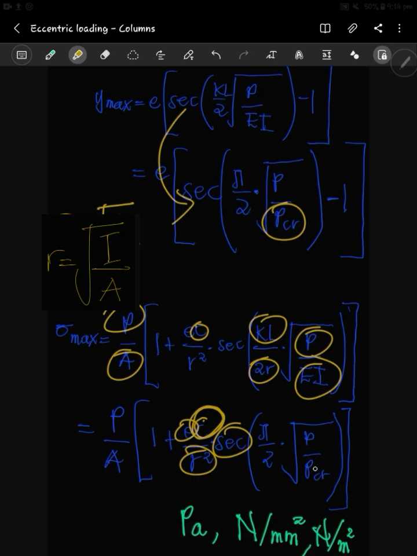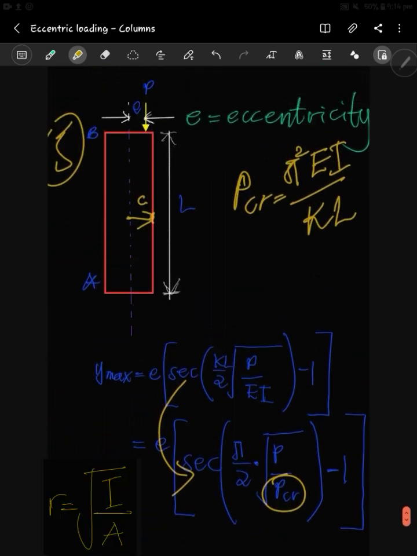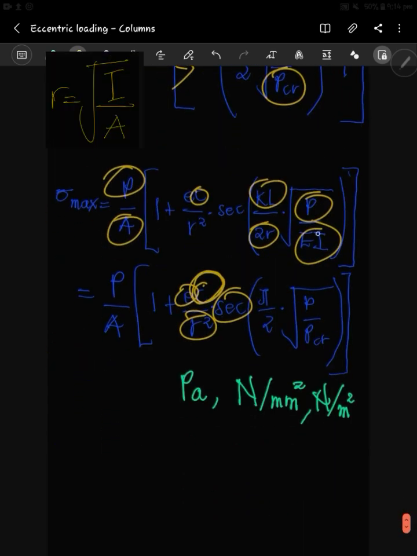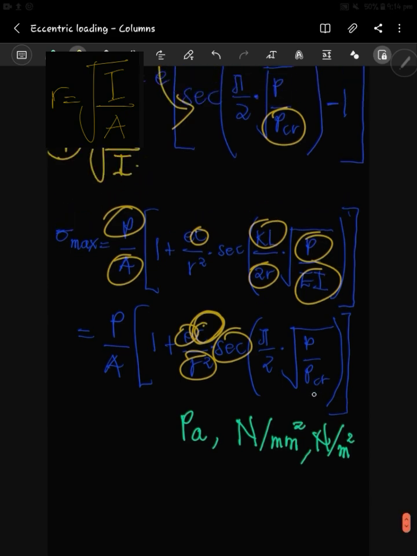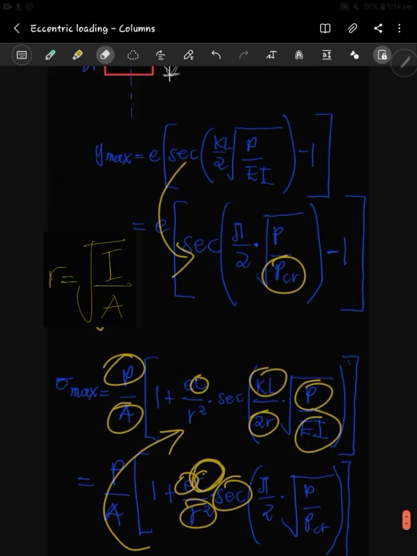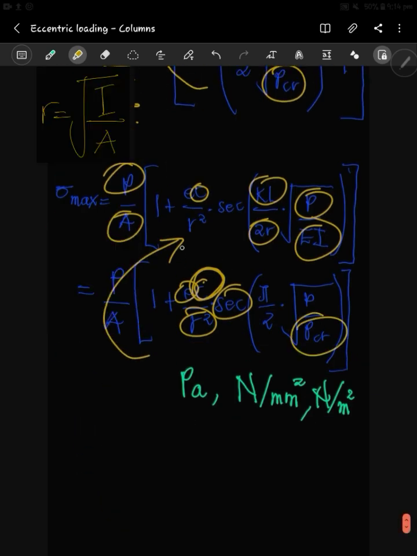And then we use the critical load, which is equal to pi squared times the flexural rigidity, EI, over KL squared. When you put it into this one, we end up with this one. So actually they are the other way around: the general one is this, and then we turn it into this one, because we put in everything we have for P critical, and we get the one up here. The same thing for this.